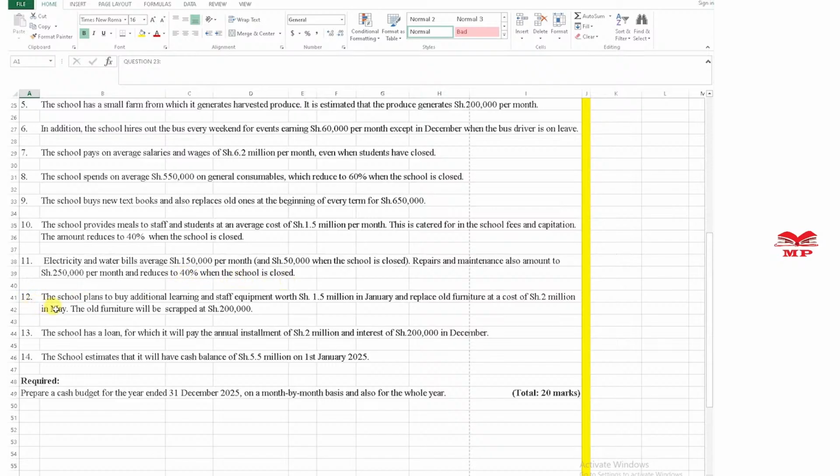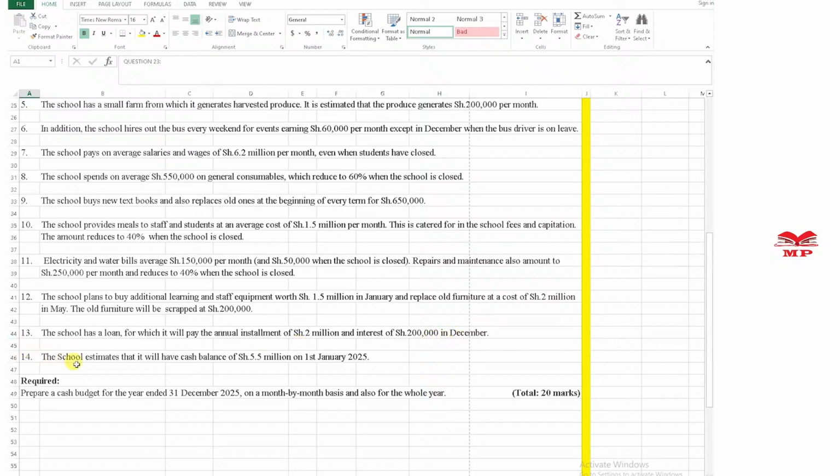Number 12, the school plans to buy additional learning and staff equipment worth 1.5 million in January and replace old furniture at a cost of 2 million. In May, the old furniture will be scrapped at 200,000. Number 13, the school has a loan for which it will pay annual installment of 2 million and interest of 200,000 in December.